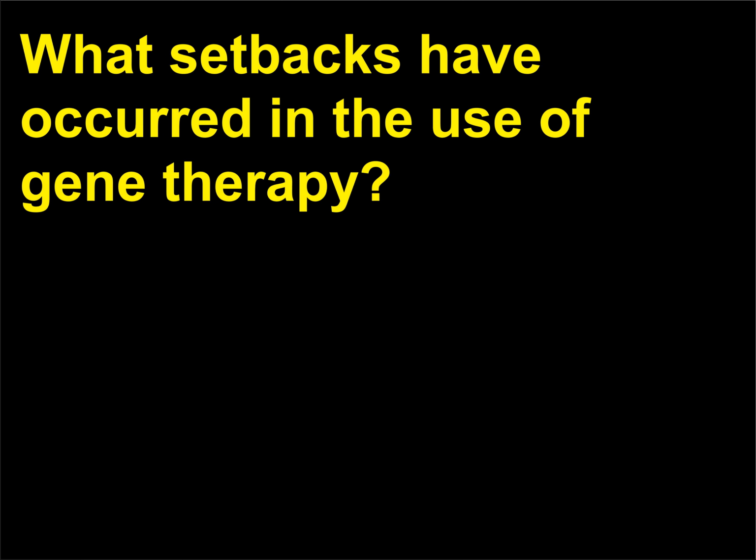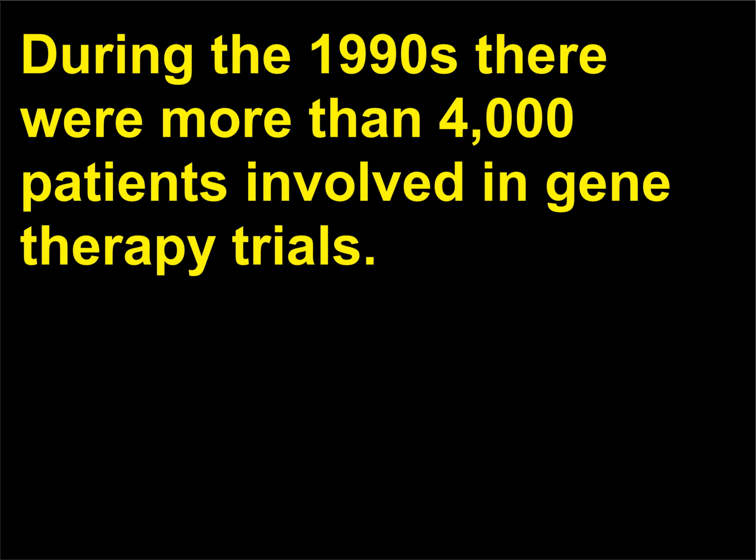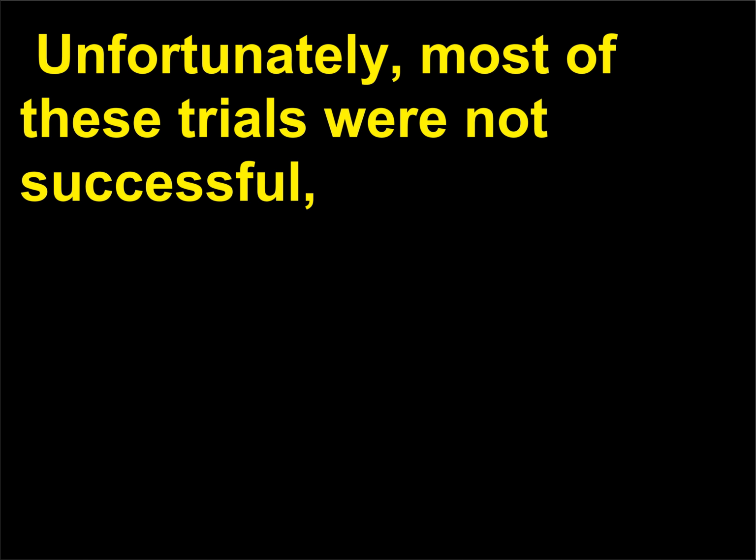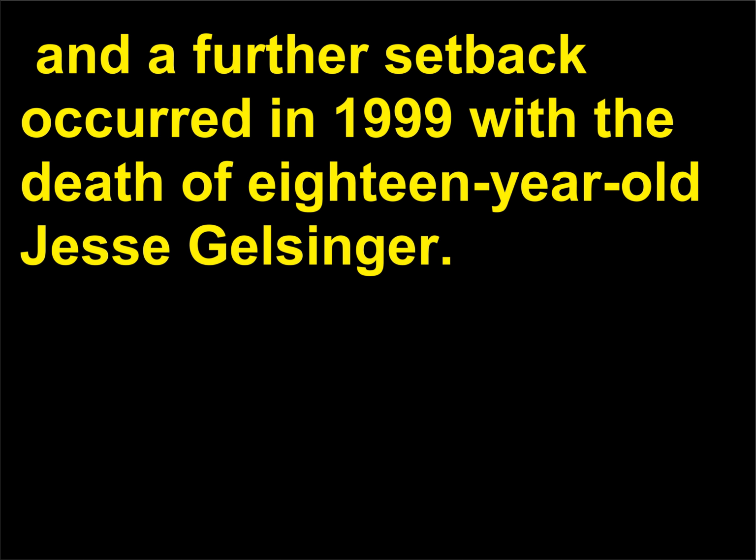What setbacks have occurred in the use of gene therapy? During the 1990s there were more than 4,000 patients involved in gene therapy trials. Unfortunately, most of these trials were not successful. And a further setback occurred in 1999 with the death of 18-year-old Jesse Gelsinger.